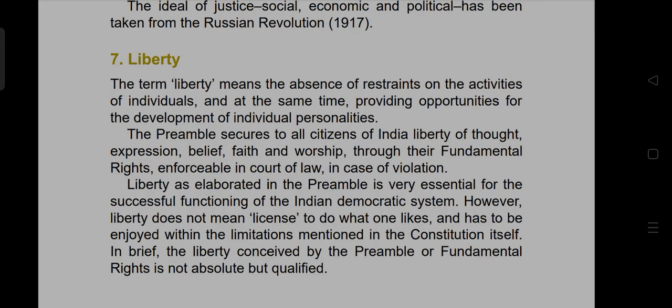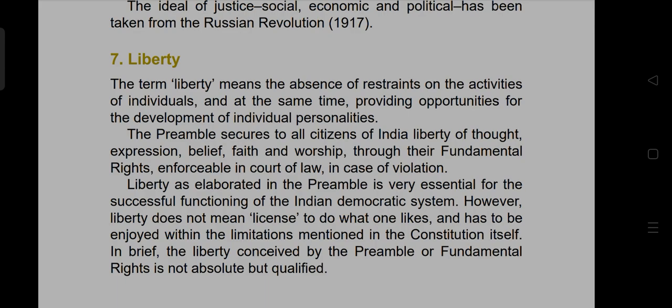Seventh, liberty. The term liberty means the absence of restraints on the activities of individuals, at the same time providing opportunities for the development of individual personalities. The preamble secures to all citizens of India liberty of thought, expression, belief, faith, and worship through their fundamental rights, enforceable in a court of law in case of violation.